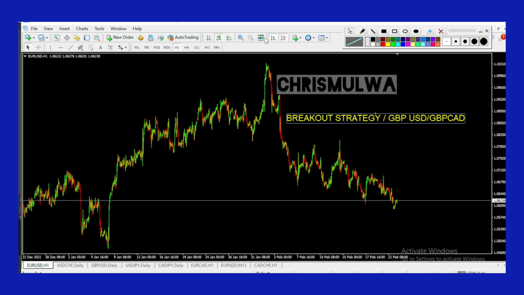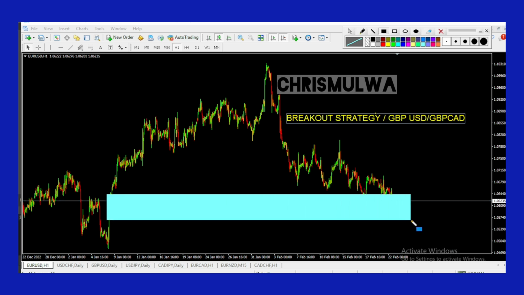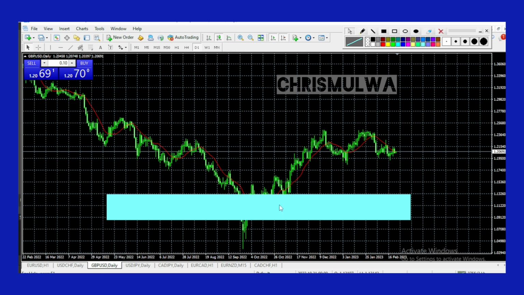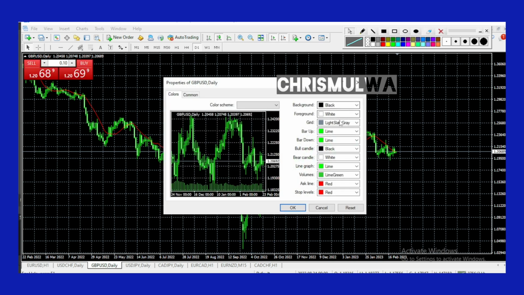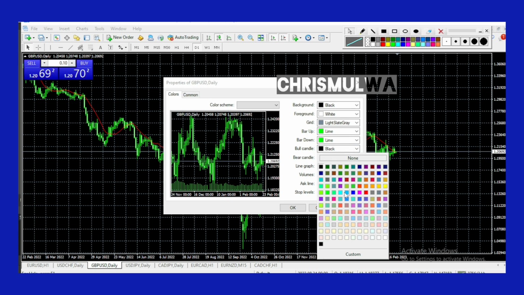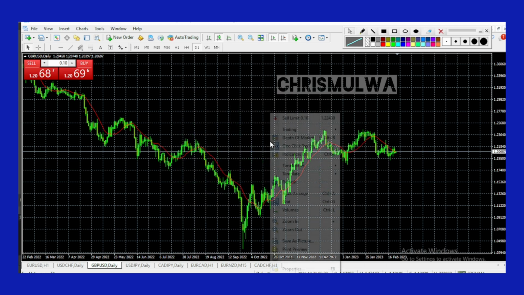So I go directly to the breakout strategy. This is Euro USD. I said that for breakout strategy I'll use the pound. So this is pound. So I will set this chart to look a little bit quite appealing. This is bull. We put them all green. Bear means going down. No, this is not what I wanted.